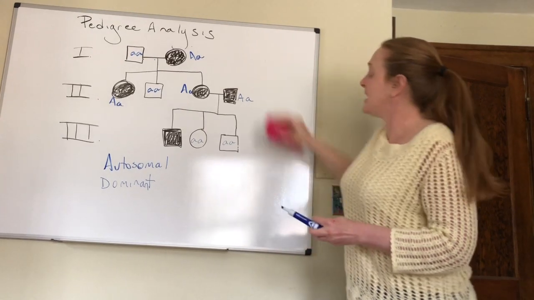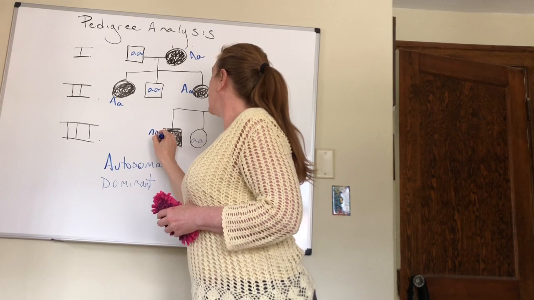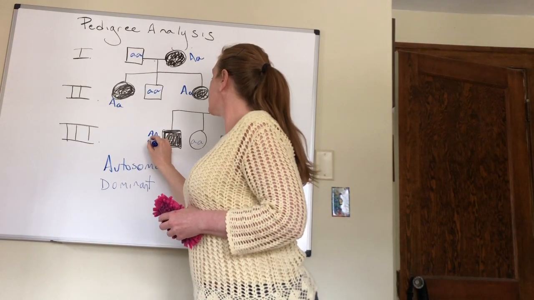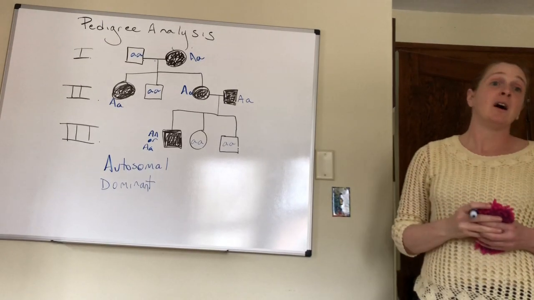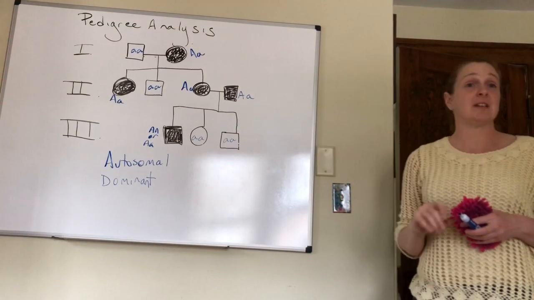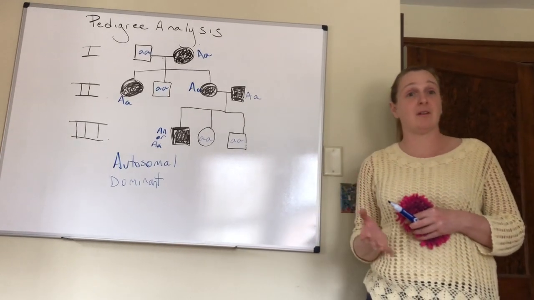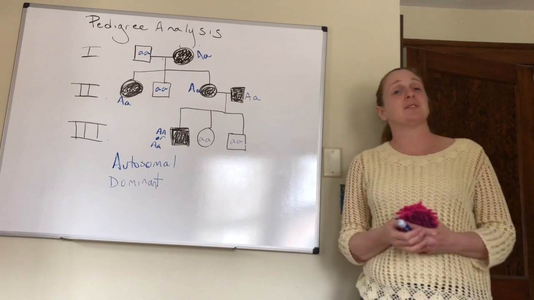Now, based on that Punnett square and the fact that both parents are heterozygous, we have to write both possibilities for our male in generation 3. So there we have it, a Punnett square where we've been able to figure out just about everybody's genotypes based on the phenotypes that we saw.